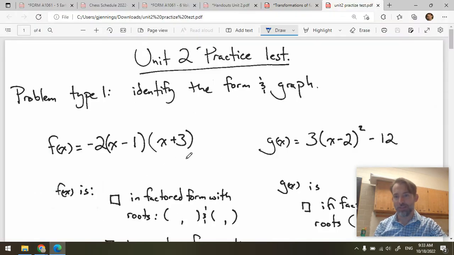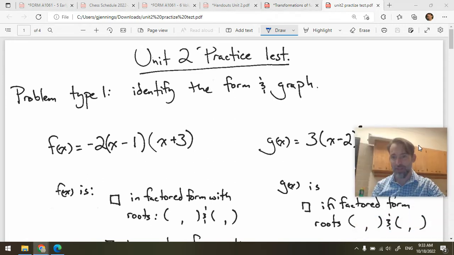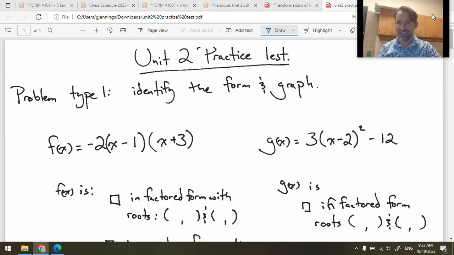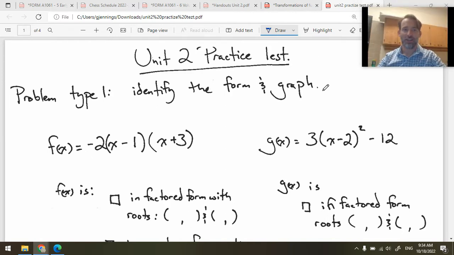We're going to go through all the problem types in the practice test, type by type, to consolidate your learning before the test. So let's take a look here. Our first problem type is to be able to identify the form that a quadratic is in.